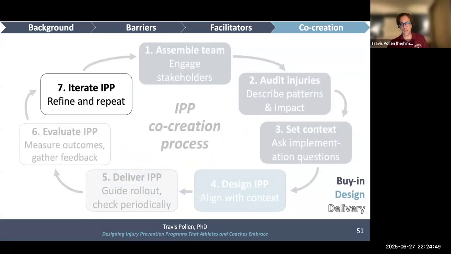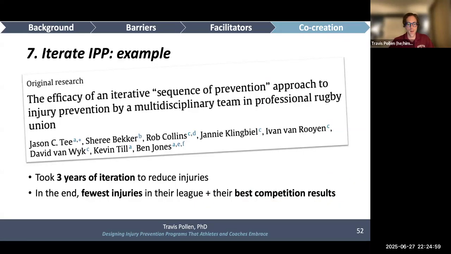So this process, again, it's about rinsing and repeating. Okay, we did it once. How did it go? How can we make it better the following year? And there's a neat example from the research where they took this iterative approach.